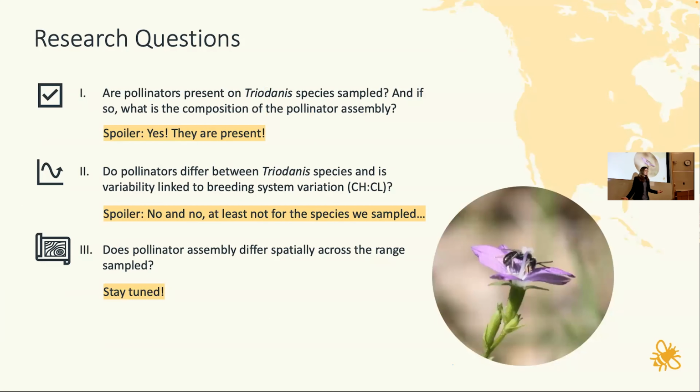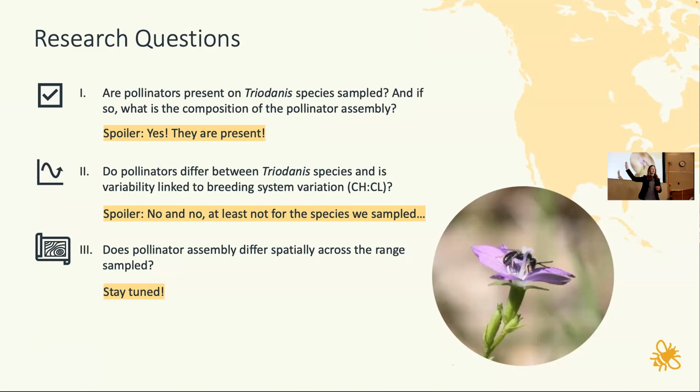Which leads me into my research. Like Dr. Weber said, we were really unsure if Triodanis even had pollinators. It's a highly selfing genus, or it has species in the genus that are highly selfing, and so it may not really try to attract pollinators, which is sort of an anthropogenic spin on it, but it may not create rewards for pollinators to attract them. So we needed to establish a baseline that there were pollinators. Spoiler alert, there were. And so now we can jump into some of the other questions that I asked.